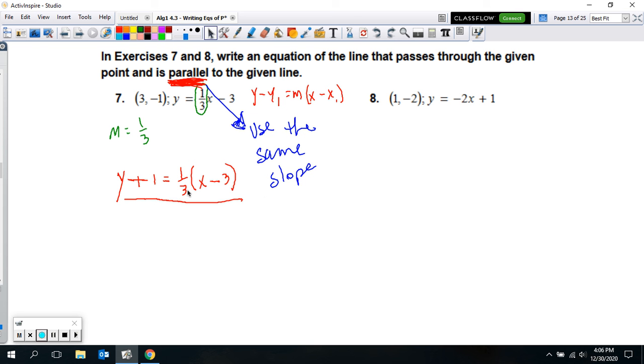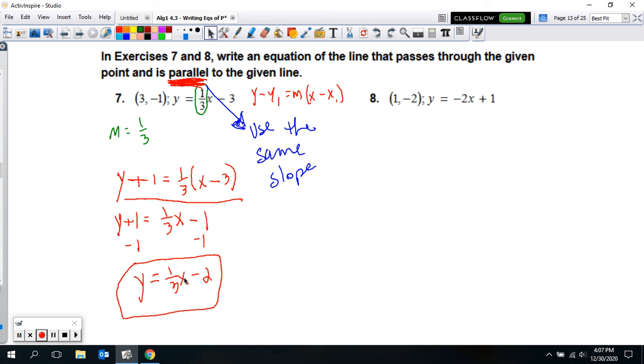So what we're going to do here is distribute the 1/3. We see y plus 1 is equal to 1/3 x. We give 1/3 to the x, and multiply 1/3 times 3. That's going to be a minus 1, because the 3 and 3 cross-cancel, leaving us just with a 1. Now the last thing, to get y by itself, subtract 1 from both sides. We do that, and that gives us a -2 now. So y is equal to 1/3 x minus 2. You can see the 1/3 is still the same slope as what we have here.